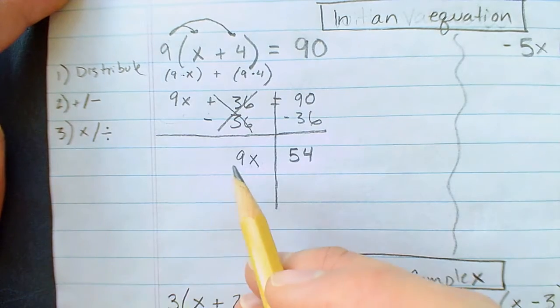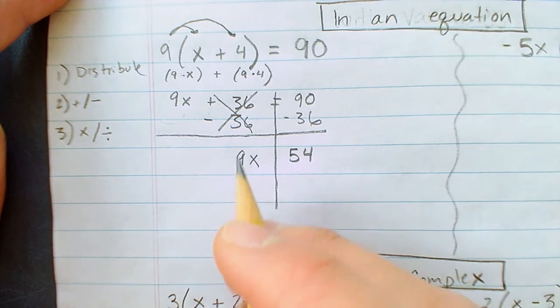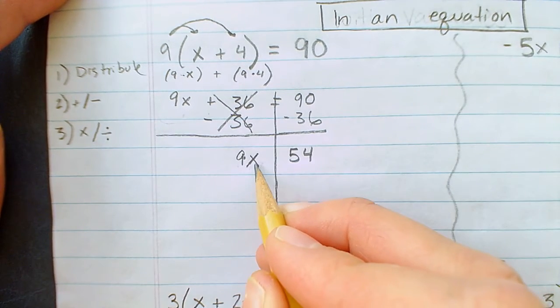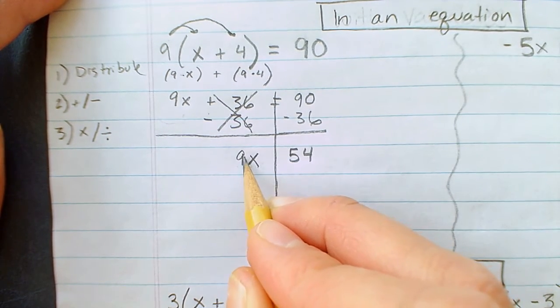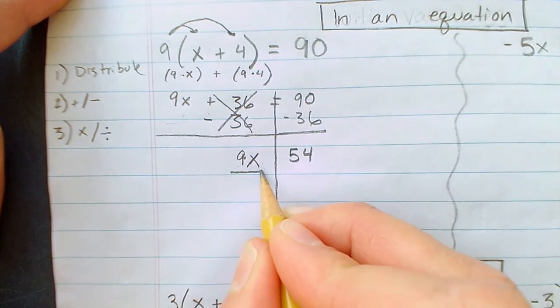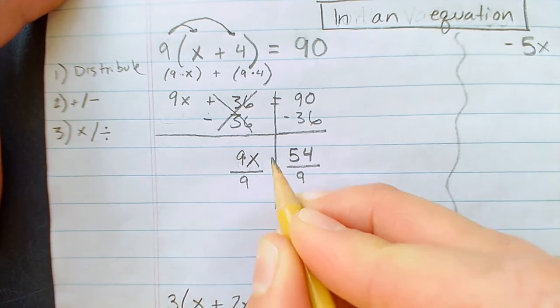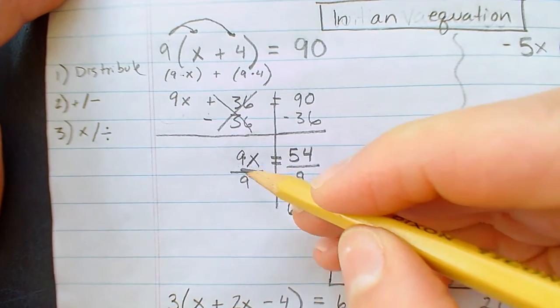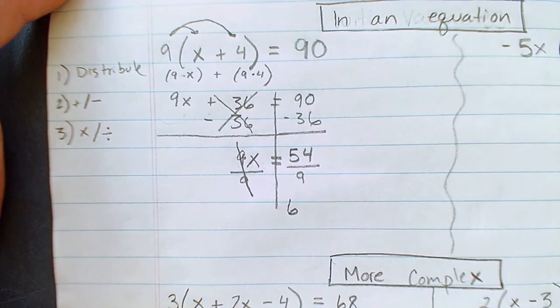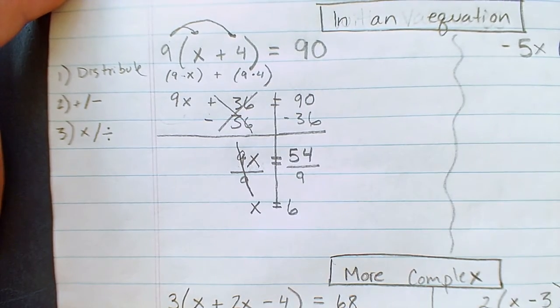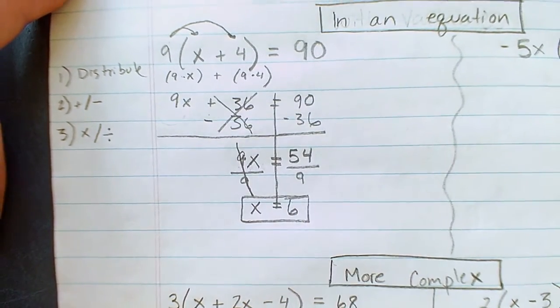I want to still get that x by itself. Remember, when an x is attached to a number, it's really multiplying. Or when there's any other variable attached to a number, you are multiplying there. So I want to do the opposite of multiplying, which is dividing. So I want to divide each side by 9. 54 divided by 9 is 6. These cross off. That's the whole point of dividing by 9. So we can get rid of that on the left so that we get x by itself, and we get that x equals 6. Let's look at one more example.